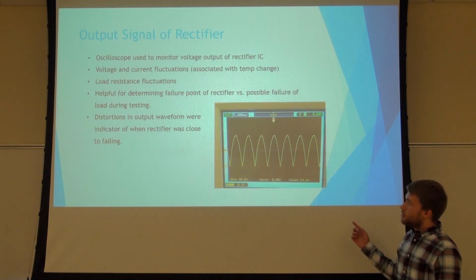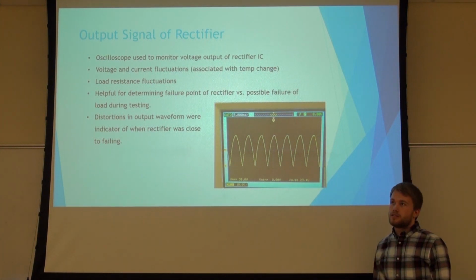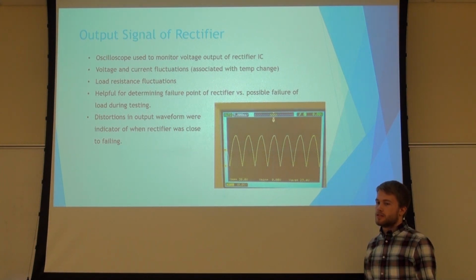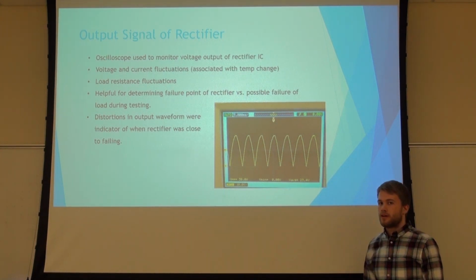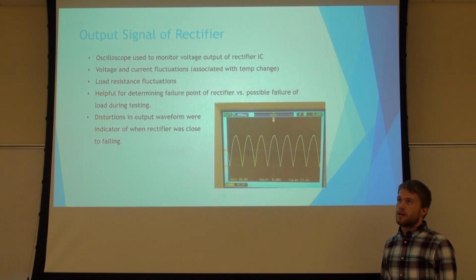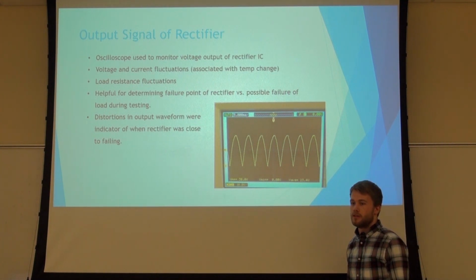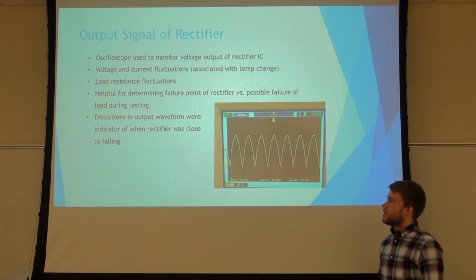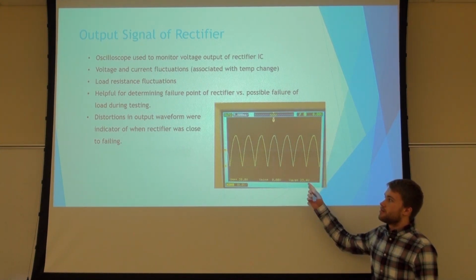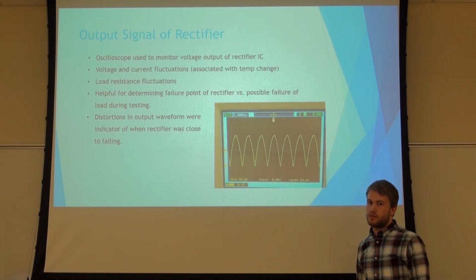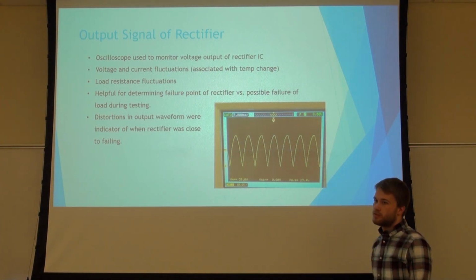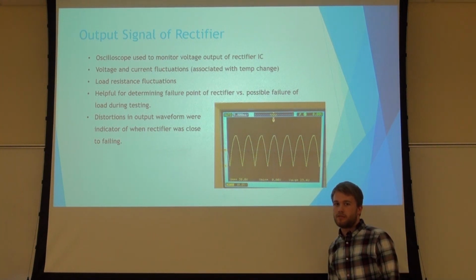And this was helpful so we could view when the rectifier IC failed. We had a situation where the resistor that we used for our load had failed, and this was important because it showed us that the rectifier chip was still operational when the load had failed. In the case of the rectifier chip failing, we would see distortions in this waveform, and eventually the rectified output would disappear, indicating that the chip had failed. So this was a useful tool in determining the failure point of rectifier ICs.